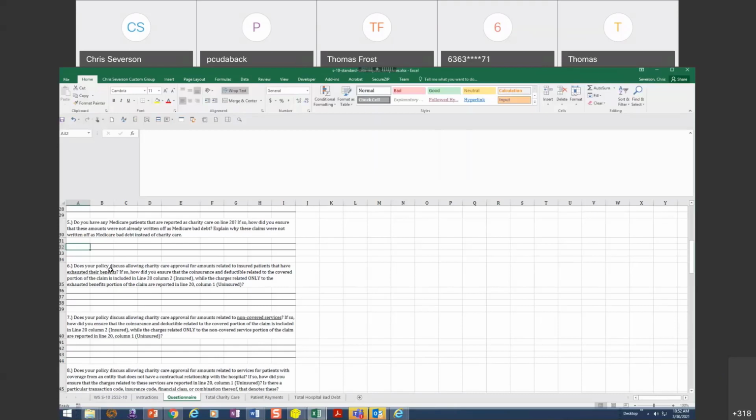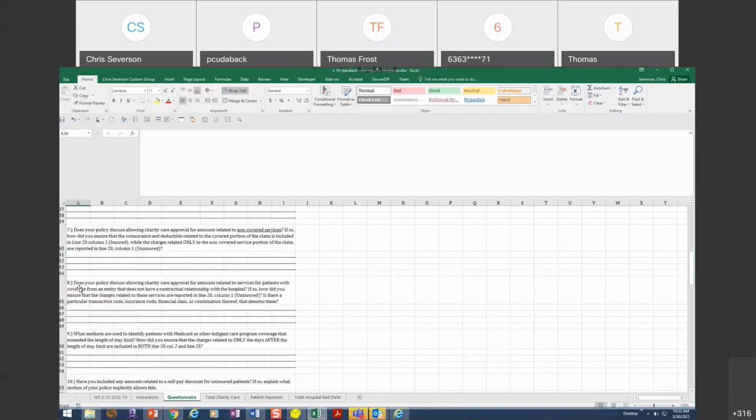So first of all, we want to know, does your policy allow this? And second of all, how did you split it? Because that's another key thing where CMS requires that any reference to non-covered portions of claims, for it to be allowable, it has to be in your charity care policy. So that's what number 6 is all about.